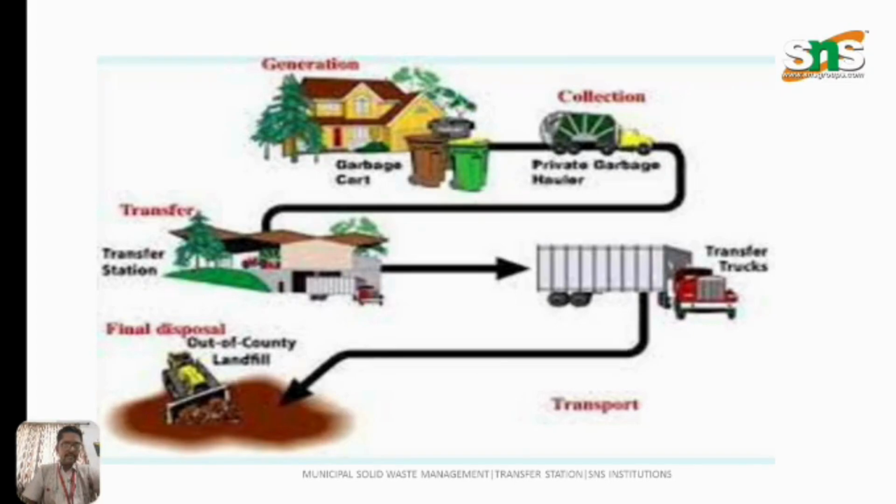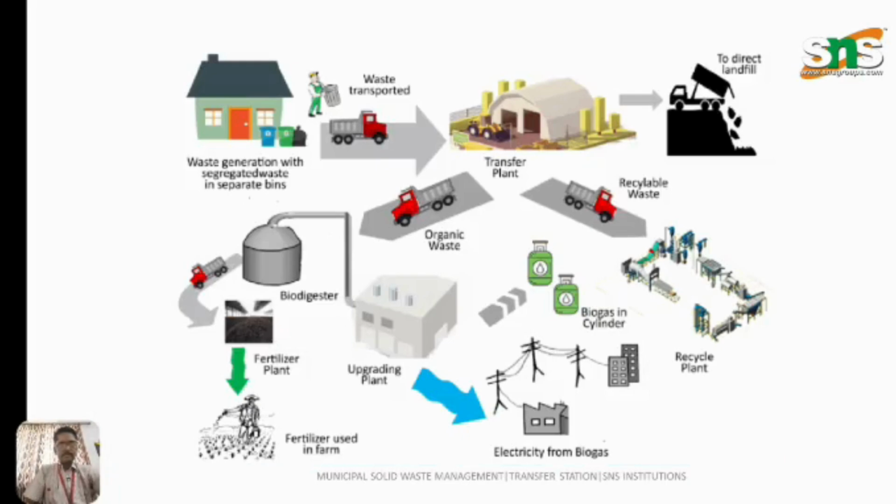Generation. The waste is generated from garbage bins and collected from private garbage houses, then transferred to the transfer stations, and transported through trucks to final disposal at the county landfill.